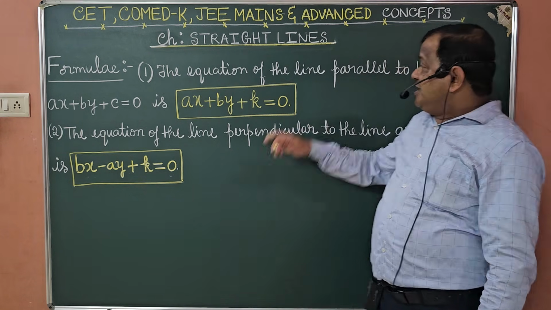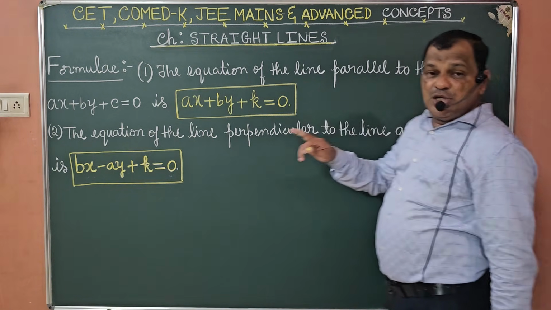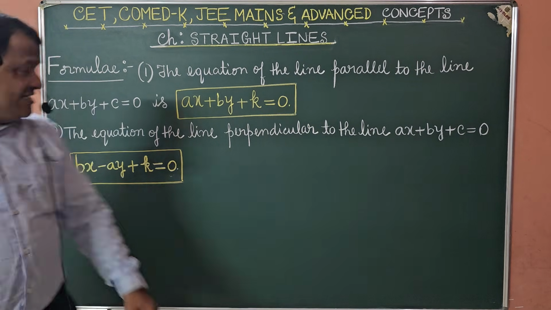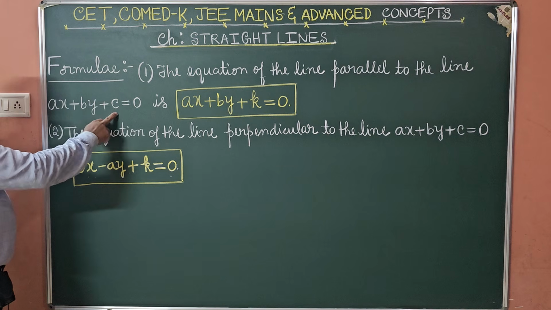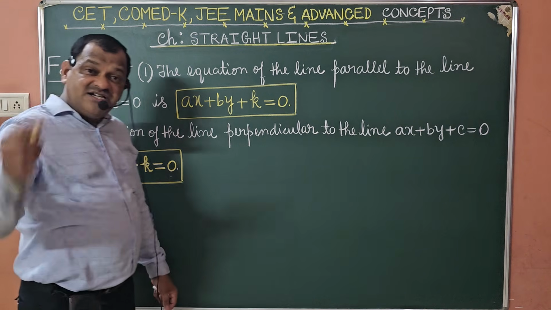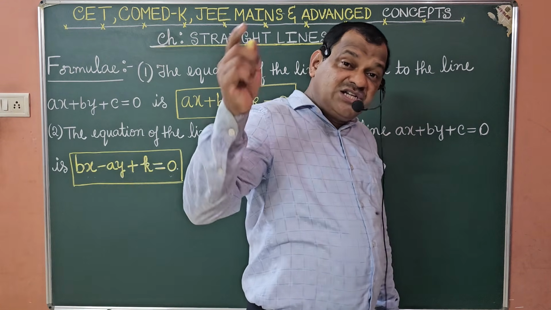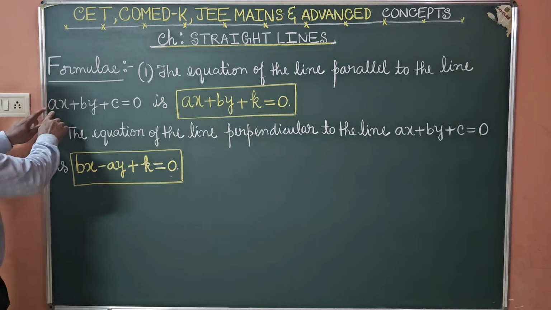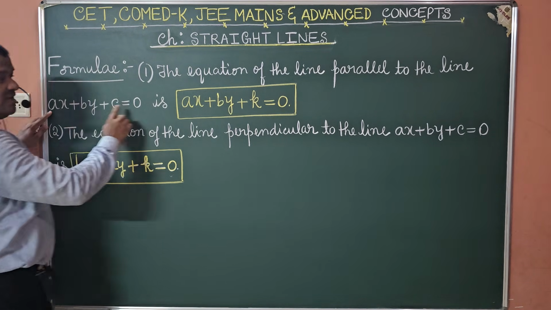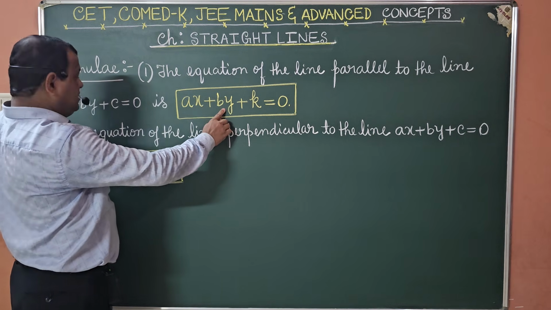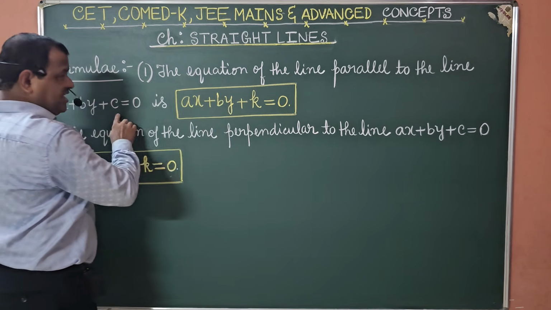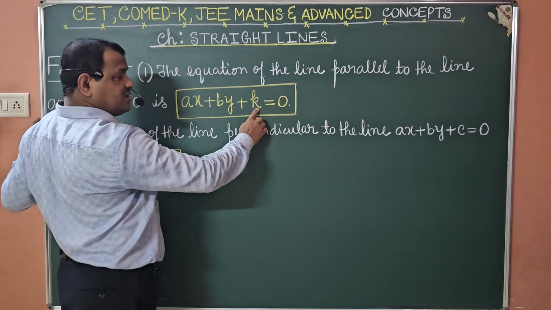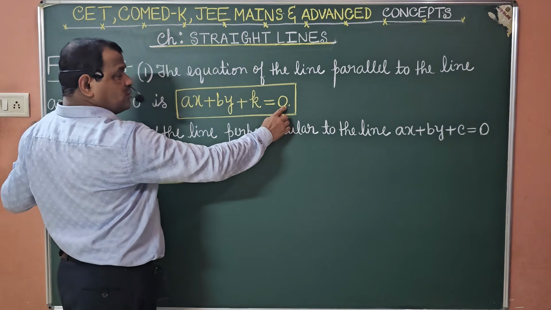Say they give one equation of the line. Assume the given equation of the line is ax plus by plus c equal to 0. And we need to write the equation of the line parallel to this given line. Then the first two terms ax plus by, write the same ax plus by, and instead of c you add some other constant, we shall call it k, is equal to 0.